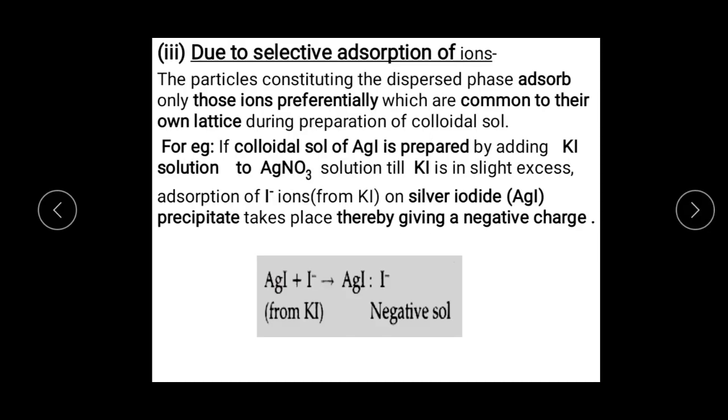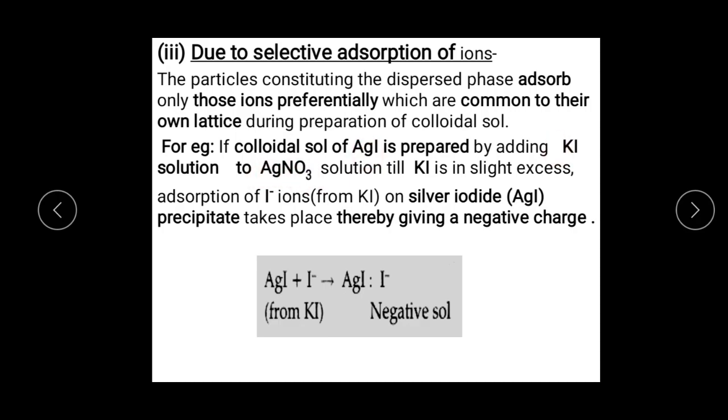The next cause of charge is selective adsorption. The dispersed phase adsorbs preferentially those ions which are common to its own lattice. For example, if we prepare a colloidal sol of AgI by adding KI solution to AgNO3.